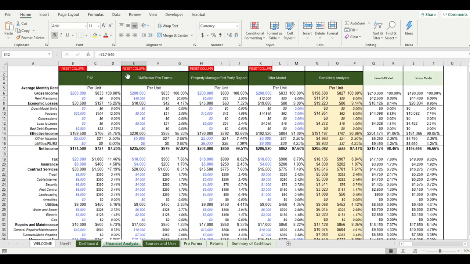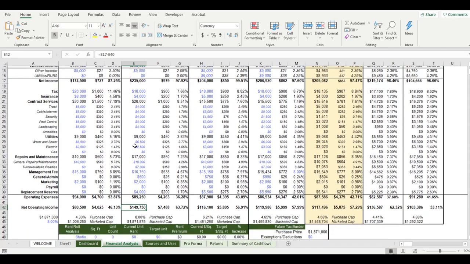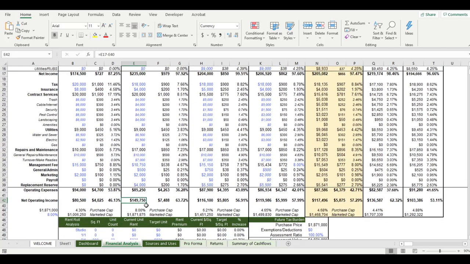So let's start with the broker's numbers. The broker is telling you, here's all our income, here's all our expenses that we think this property can hit. We think that this property can generate $149,750 in NOI. At this purchase price, this $1.87 million, that is indeed an 8 cap. If you were to multiply 1.871 by 8%, this is the number that you'd come up with.